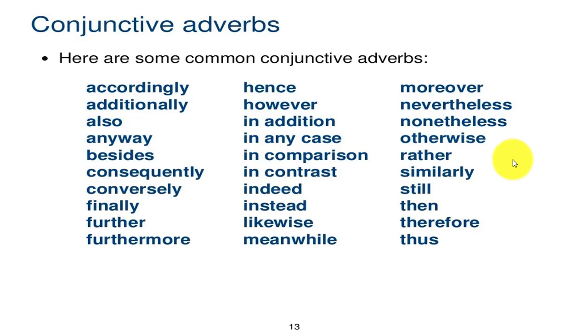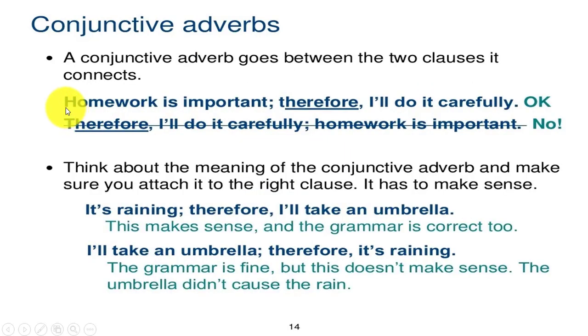Okay, here are some common conjunctive adverbs: accordingly, additionally, also, anyway, besides, consequently, conversely, finally, further, furthermore, hence, however, in addition, in any case, in comparison, in contrast, indeed, instead, likewise, meanwhile, moreover, nevertheless, nonetheless, otherwise, rather, similarly, still, then, therefore, thus. All of the common conjunctive adverbs are on questions in the TOEFL writing test. Do you need to remember them to have a perfect score in the TOEFL test?